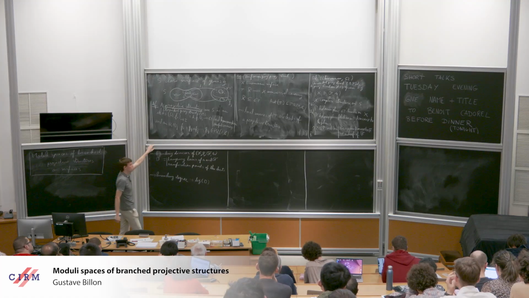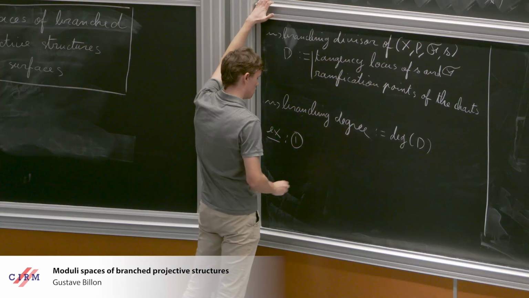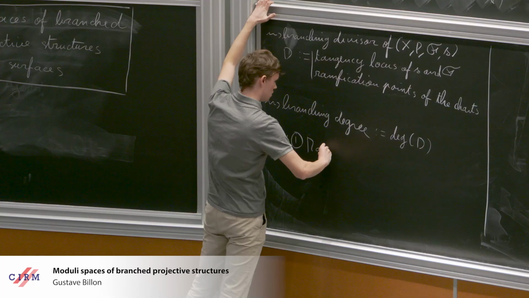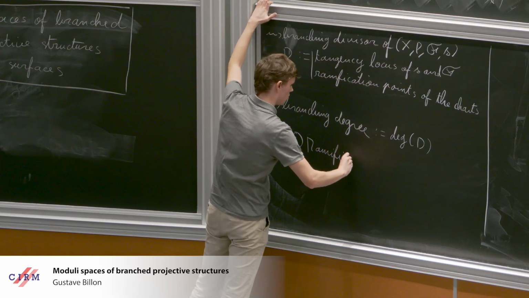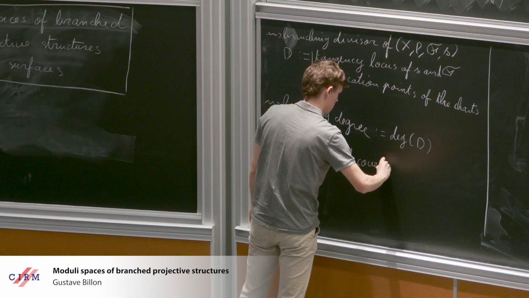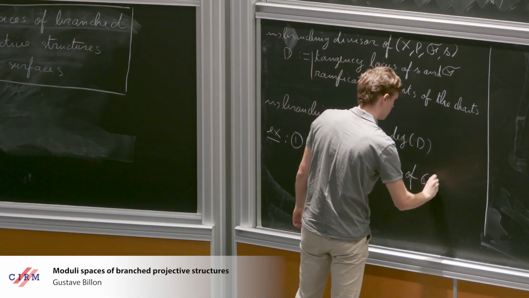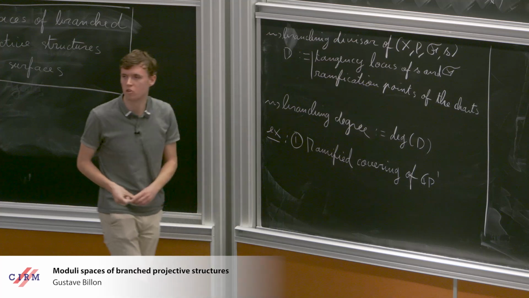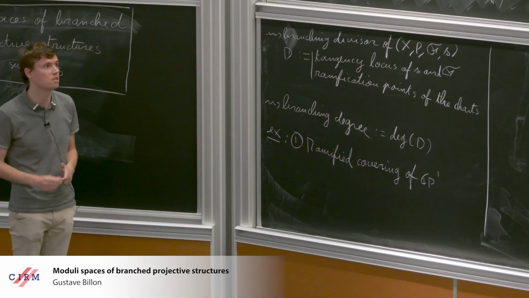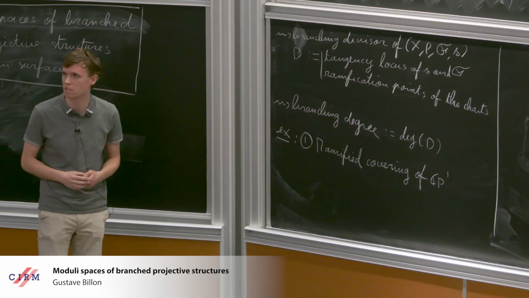Okay. So a basic example of a branched projective structure is a ramified covering of the projective line. This is a branched projective structure where the associated flat CP1 bundle is the trivial flat CP1 bundle.